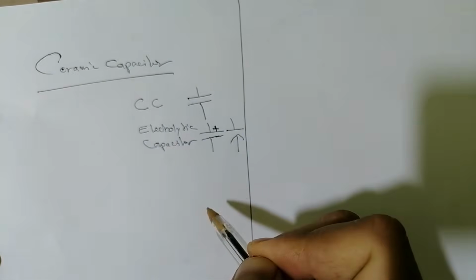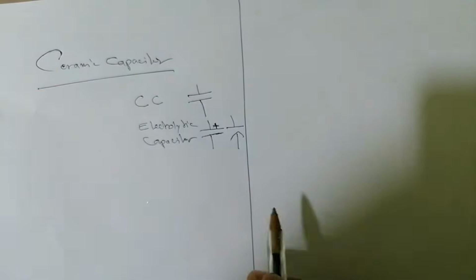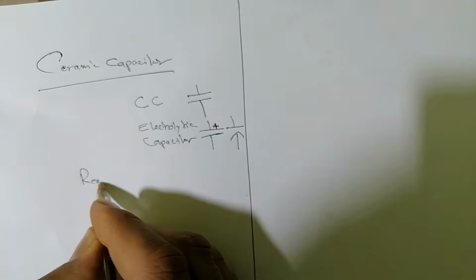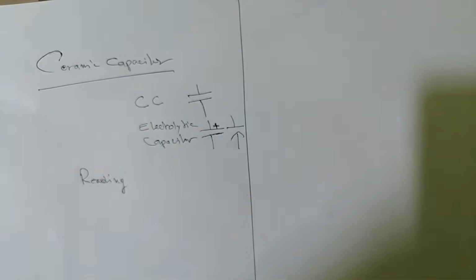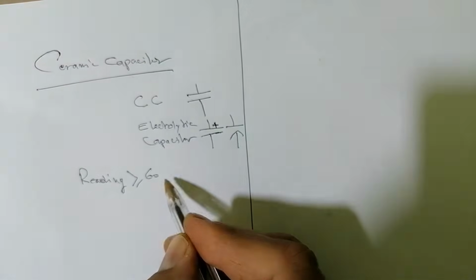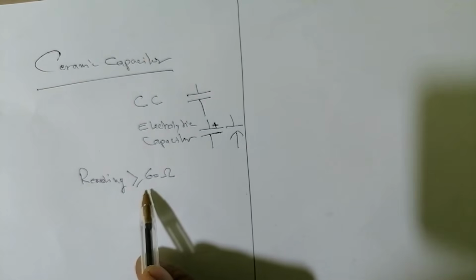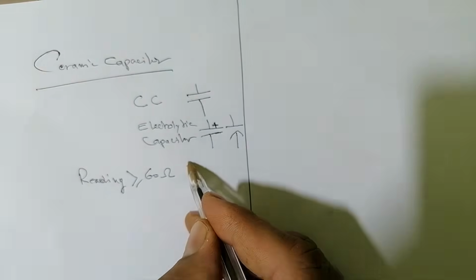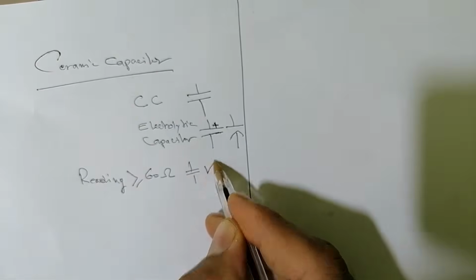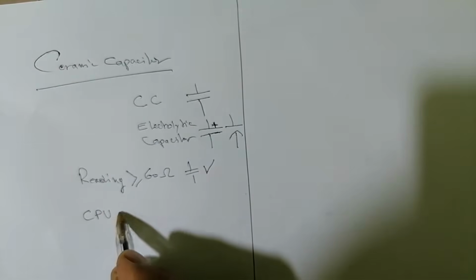This also means minus. To test the ceramic capacitors, you can use the continuity option in the multimeter, and you should find a reading that is higher than or equal to 60 ohm in the multimeter. If you find 60 ohm in the multimeter, it means the ceramic capacitor is good.